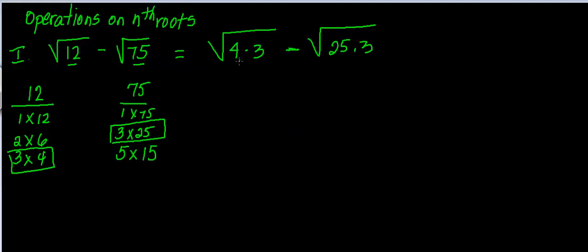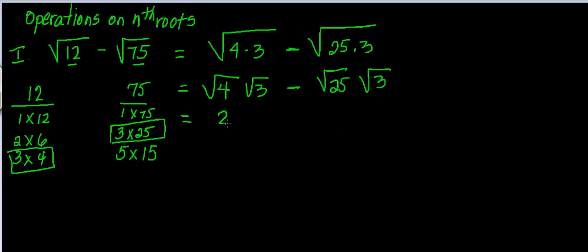I've just rewritten them. And now, since they're in multiplication, I can separate these into their separate little radicals like that. And the square root of 4 is 2. Square root of 3, I keep the square root of 3. I can't simplify it any further. Minus 5 square root of 3. 5 is the square root of 25. 2 is the square root of 4.